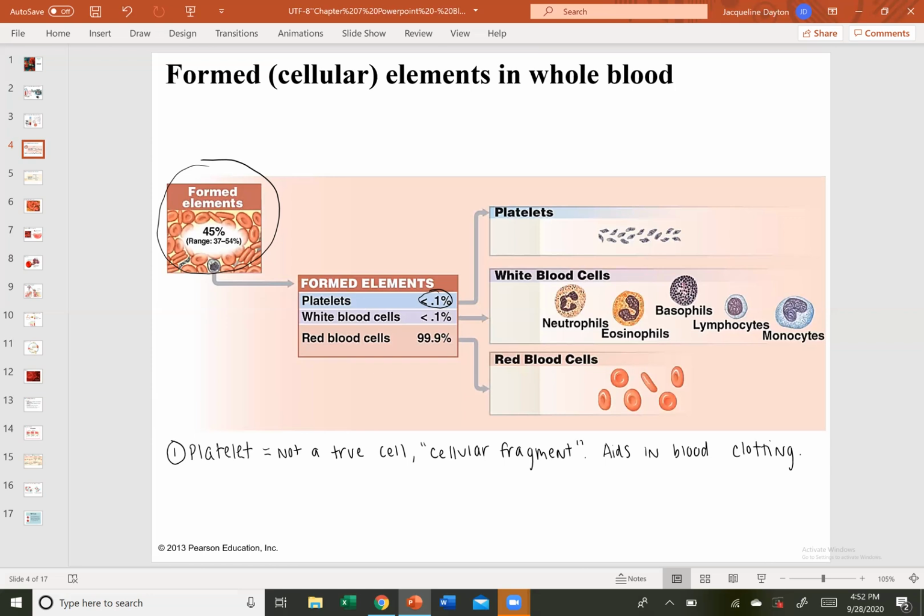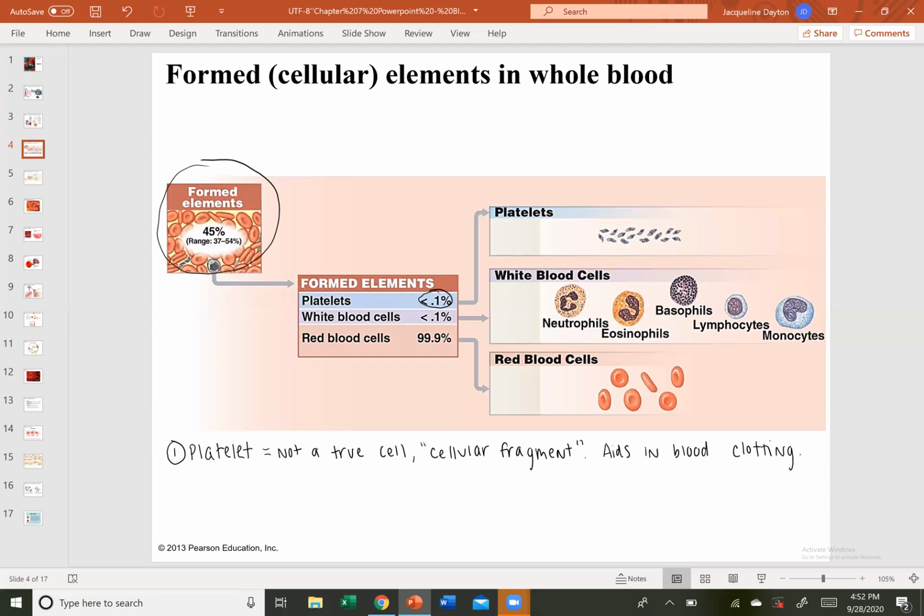So platelets are very important in whole blood because they help aid in this process of blood clotting, or stopping the loss of blood. We're going to talk about that more at the end of our chapter, okay?